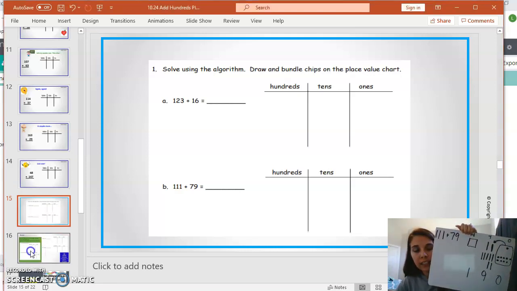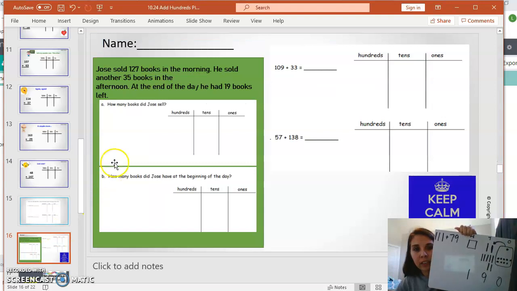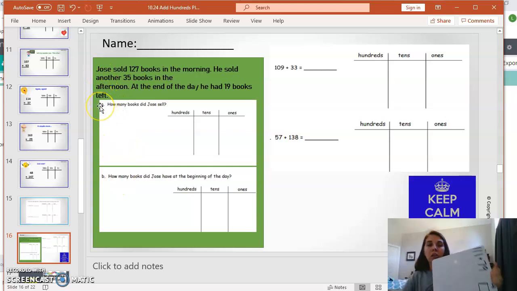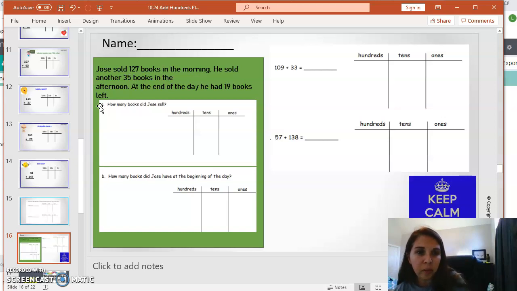And then here's the last thing. This is the exit ticket for you to work on. There are 4 problems. The first 2 problems go with this word problem. Jose sold 127 books in the morning. He sold another 35 books in the afternoon. At the end of the day, he had 19 books left. I want you to work on these 2 questions.